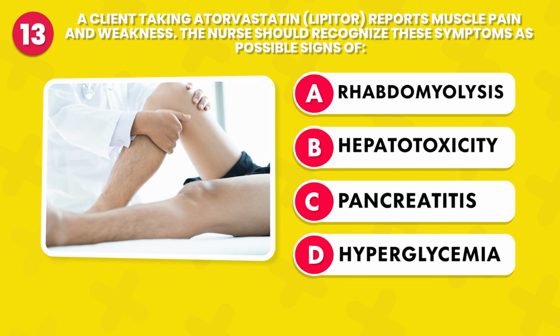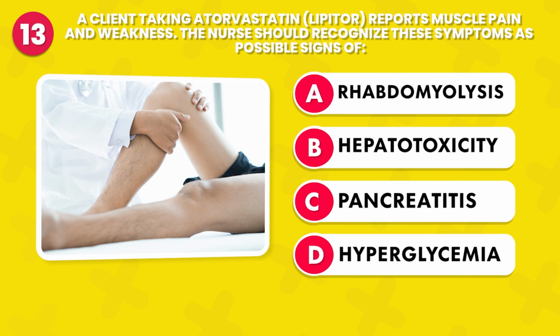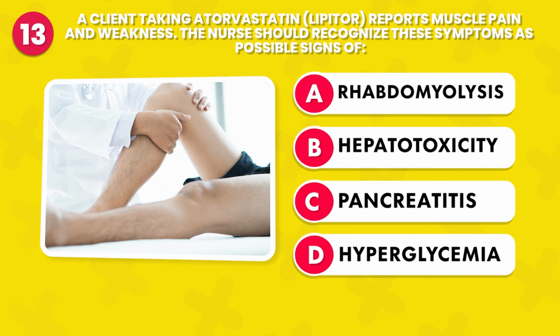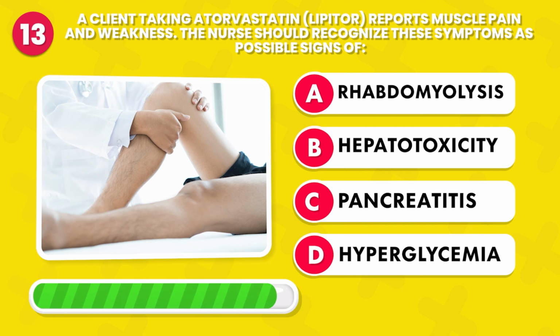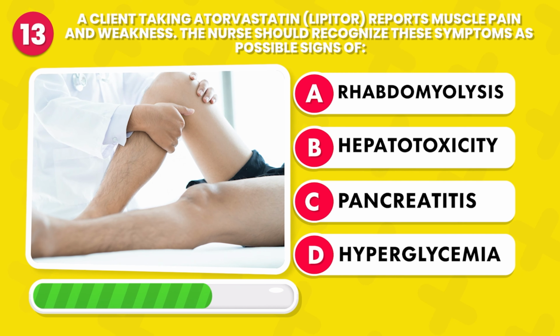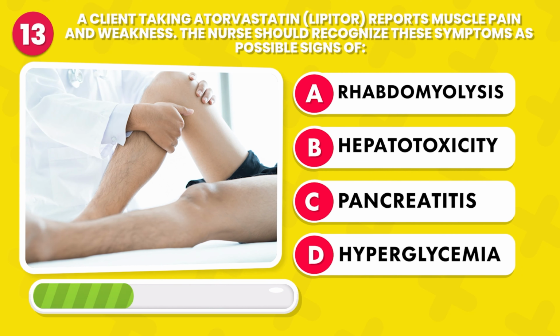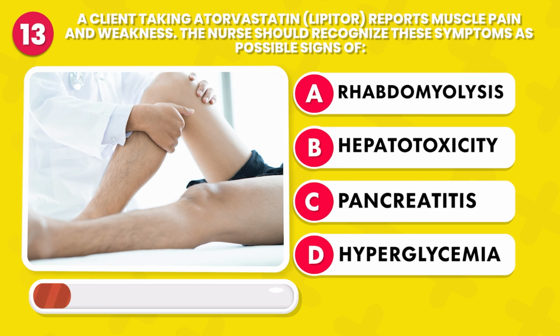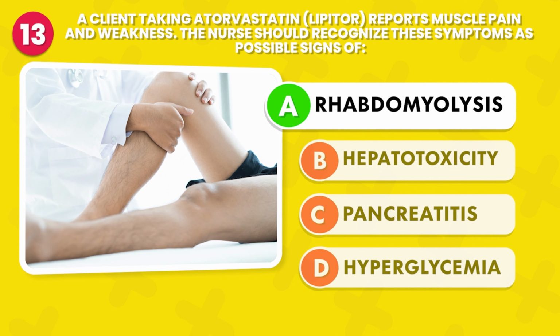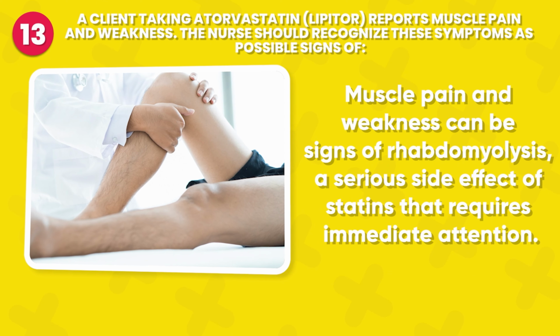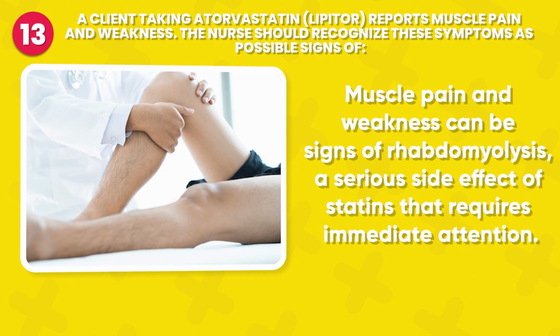A client taking atorvastatin, Lipitor, reports muscle pain and weakness. The nurse should recognize these symptoms as possible signs of A. Rhabdomyolysis, B. Hepatotoxicity, C. Pancreatitis, D. Hyperglycemia. It's A. Rhabdomyolysis. Muscle pain and weakness can be signs of rhabdomyolysis, a serious side effect of statins that requires immediate attention.